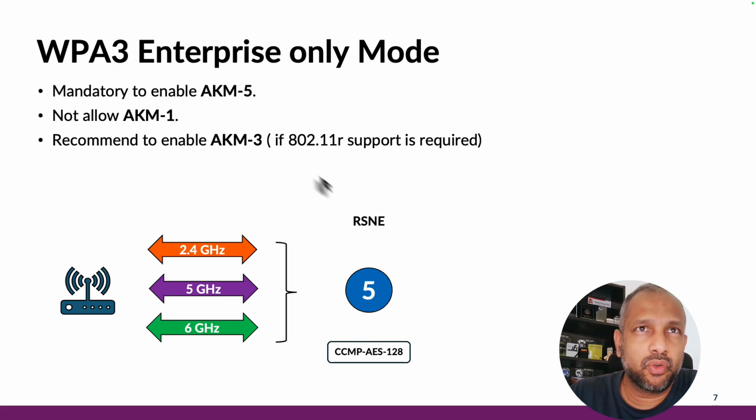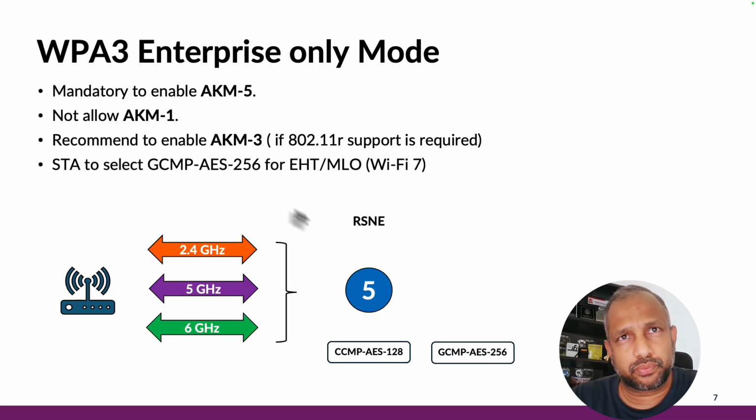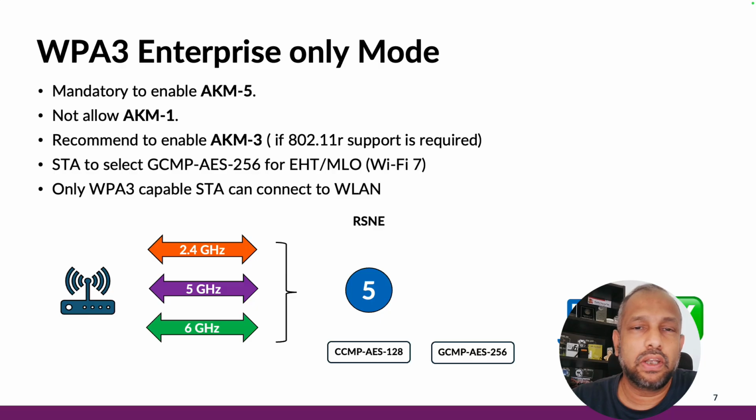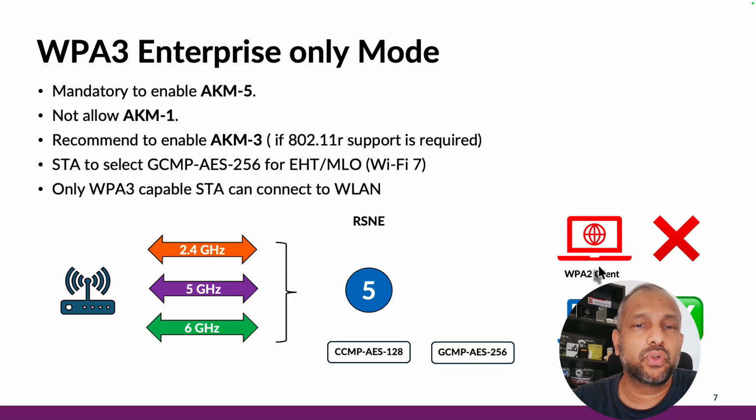Now if you want to enable 11R, then you can enable a particular AKM value, 3. If you enable 11R, AKM 5 and 3 are broadcast. In this kind of scenario, you are only able to connect a WPA3 client. Your WPA2 client will not be able to join. If you want your WPA2 client also to connect to the same SSID, you have to enable a mode called transition mode. That means you enable WPA2 and WPA3 on the same SSID.